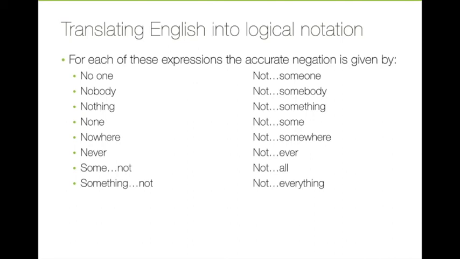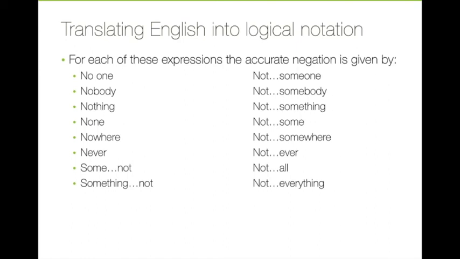So "no one" is not plus "someone." "Nobody" is not plus "somebody." "Nothing" is the negation of a sentence with "something." "None" is the negation of a sentence with "some." "Nowhere" is not "somewhere." "Never" is not "ever." So if you have "some not," if you want to take the negation of that, you have to get "it's not the case that all," etc. And "something is not" needs to be represented as "it's not the case that everything is some way."